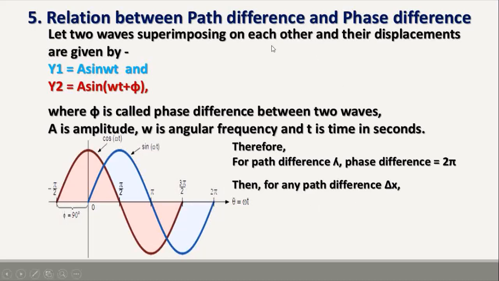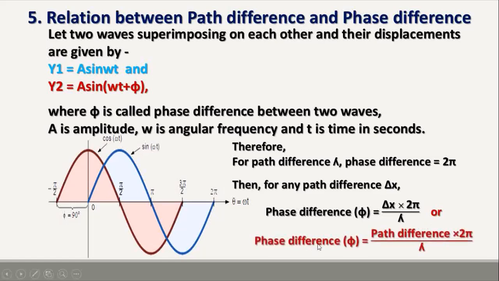So I must connect a relationship between path difference and phase difference using this formula. Phase difference phi equal to delta x into 2 pi upon lambda, or phase difference phi equal to path difference multiplied by 2 pi upon lambda. Using this simple formula, we can convert phase difference into path difference or path difference into phase difference.